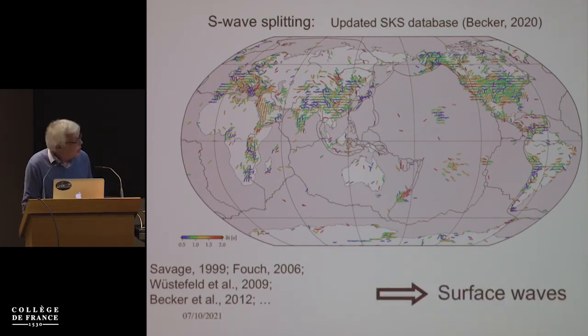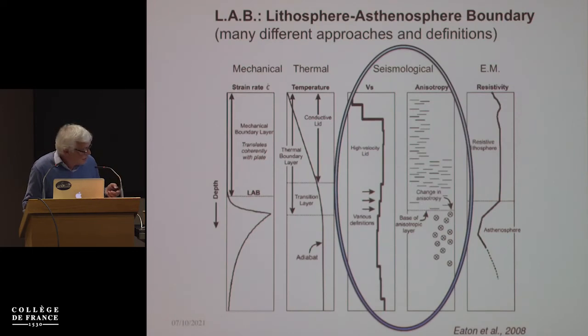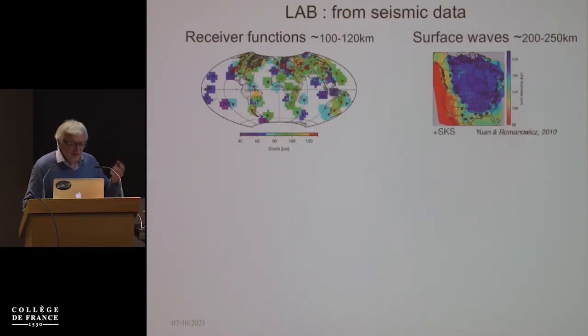Okay, so to go back to this lithosphere-asthenosphere boundary issue. As I told you, I will focus on Vs and anisotropy. And there was a long-standing debate about what is the LAB below continents. And there was a discrepancy between receiver functions and surface waves. From receiver functions, they map a discontinuity around 100, 120 kilometers, whereas from surface waves, the continental root was down to 200, 250 kilometers.